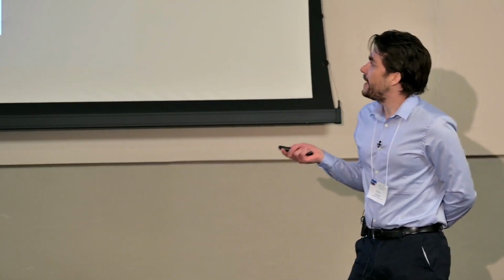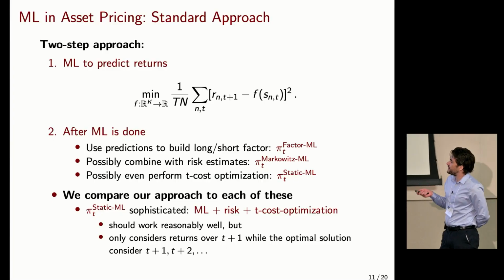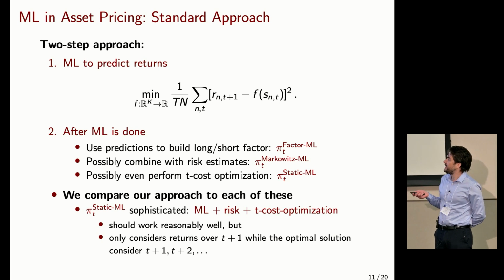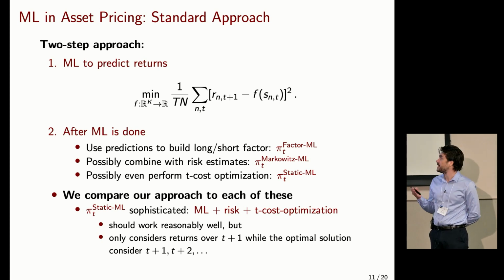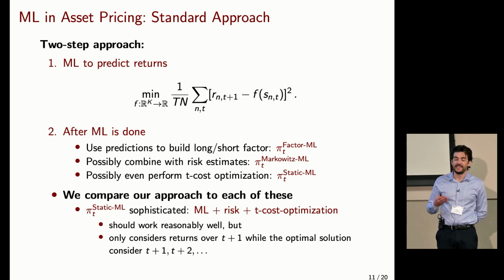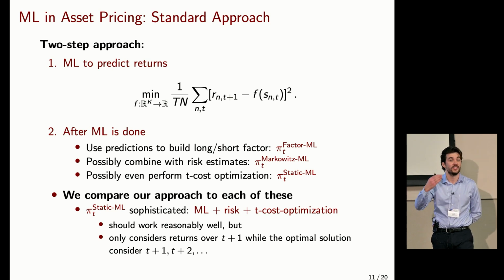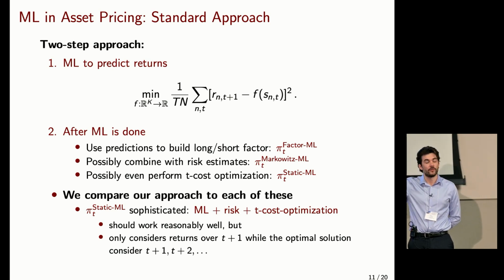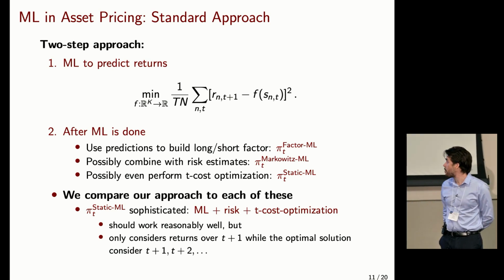Let me just point out that all of these methods are fairly sophisticated, and especially this static ML uses machine learning expected return, state-of-the-art risk estimates, and a layer of trading cost optimization. So as I said, it should work reasonably well, but it only considers return over the next period, whereas the optimal solution would consider expected returns over all future periods.